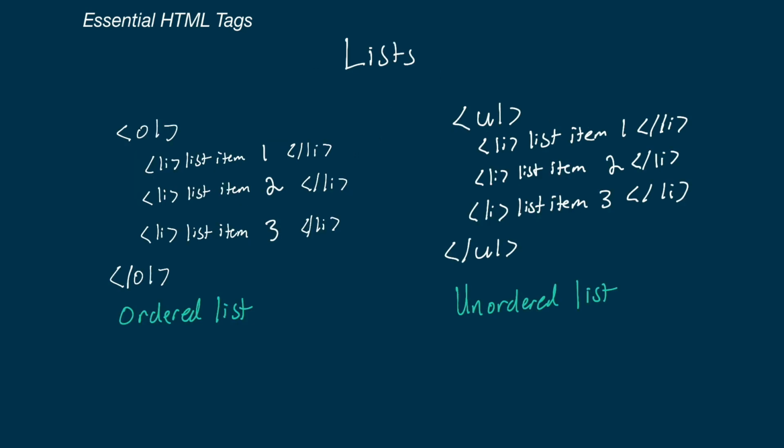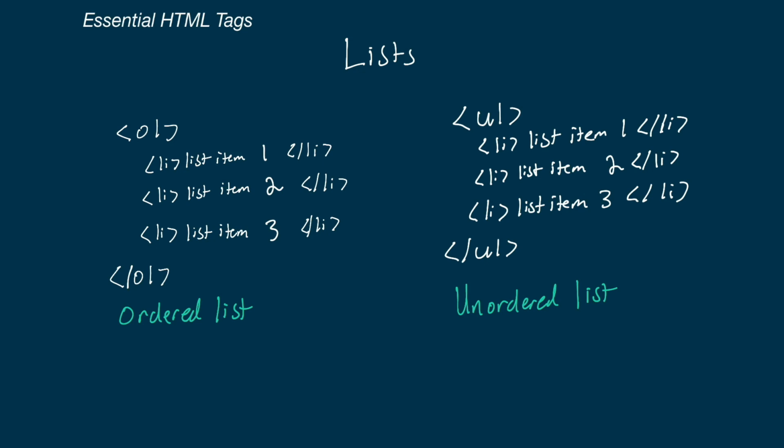Next, we have lists, and lists allow us to list out information. And there are two main types of lists, ordered and unordered lists. So an ordered list uses the OL tag. And this tag has children that are list items, or LI tags. These are the only children that an ordered list can take. And each LI tag is one item in this list.